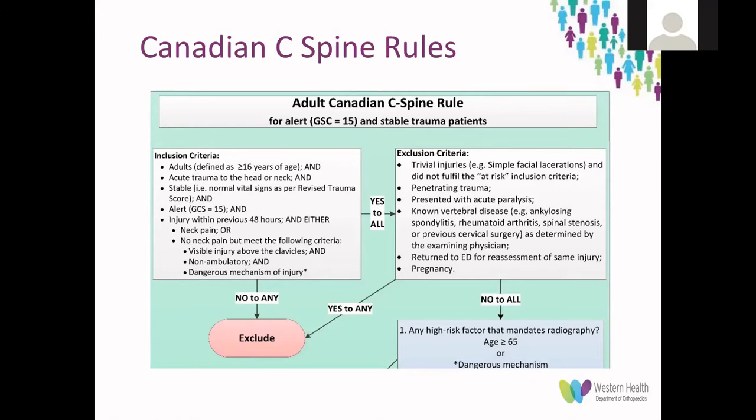So the inclusion criteria, because of the nature of the study, was anyone over 16 with acute trauma to the head and neck, and they needed to be stable with a GCS of 15. The exclusion criteria were trivial mechanisms, penetrating trauma, so the incorrect mechanism, presenting with acute paralysis clearly, or other known vertebral disease such as ankylosing spondylitis, which creates a larger lever arm on the C-spine.